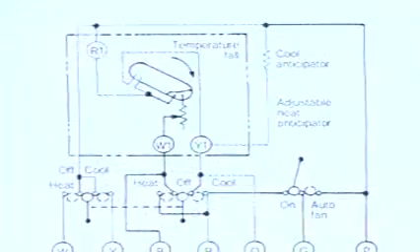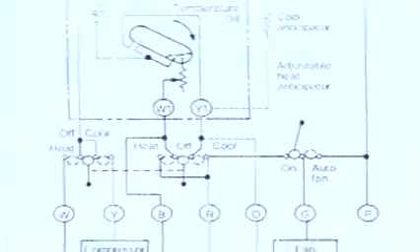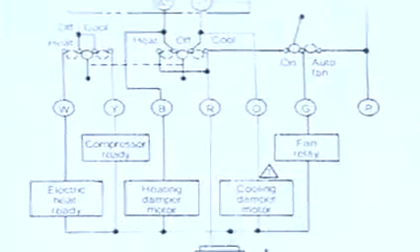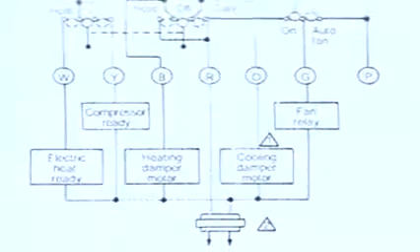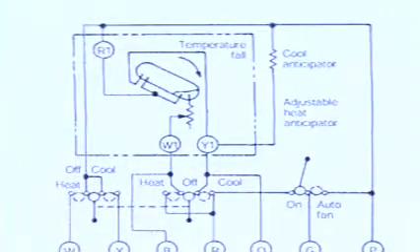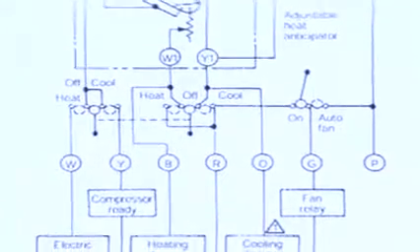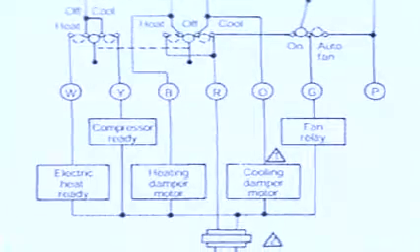When the system is set to the cooling position, current flows through the system switch to the cooling thermostat, which operates the cooling portion of the system. If the system is set to operate in the heating mode, current flows through the system switch to the heating thermostat, which operates the heating portion.